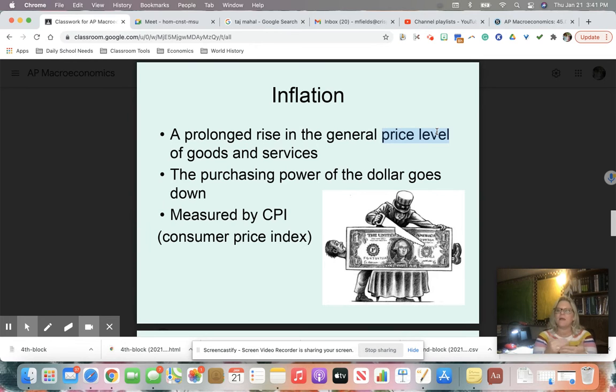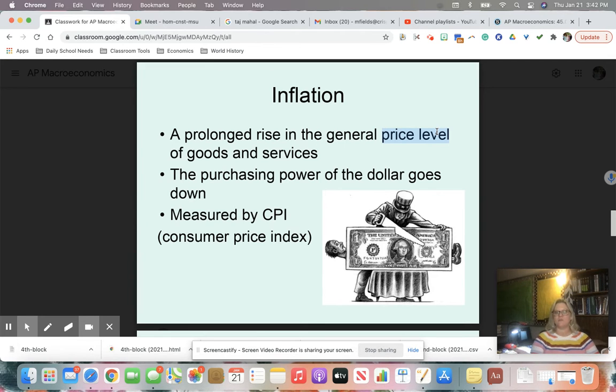Right? If prices go up, the value of your dollar goes down, because if prices increase, you cannot buy as much stuff. So it makes your purchasing power decrease. So inflation means prices rise, or the price level of goods and services rises. And the effect is that the purchasing power of your dollar decreases.